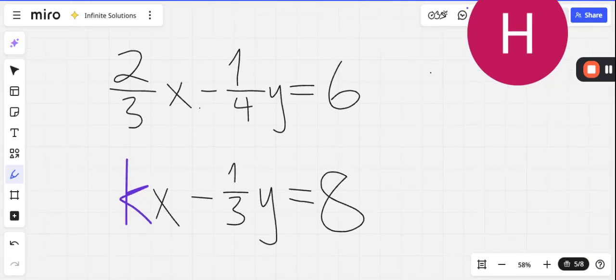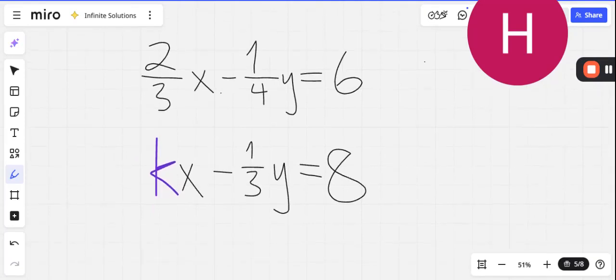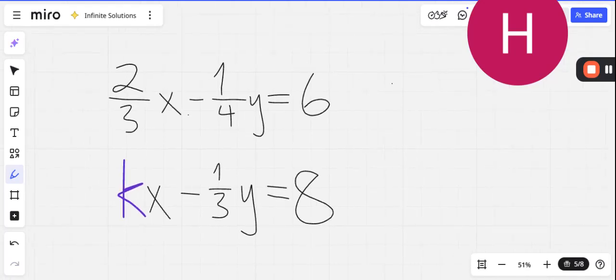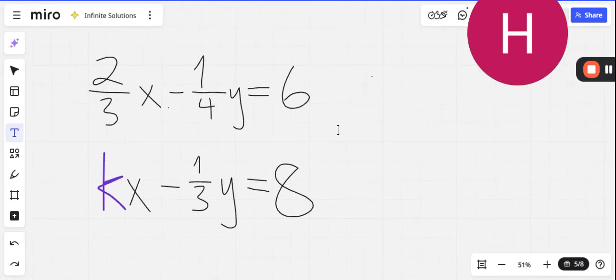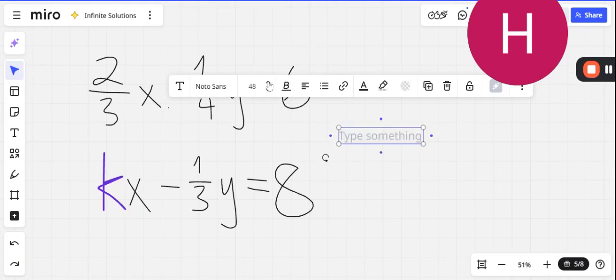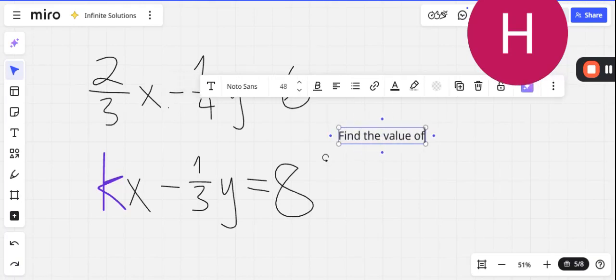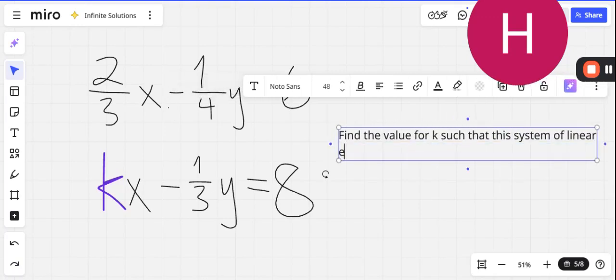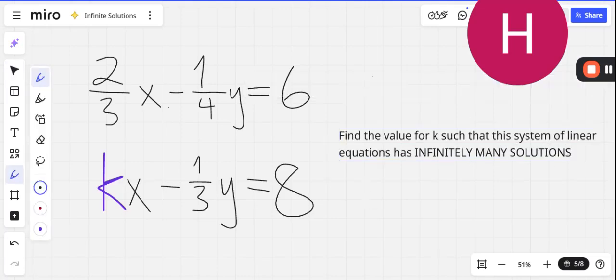And today we have a most interesting problem involving a system of linear equations. Here's the system. You'll notice that there's a very obvious k value that is a missing value. And the goal is this: find the value for k such that this system of linear equations has infinitely many solutions. In other words, an infinite number of solutions.